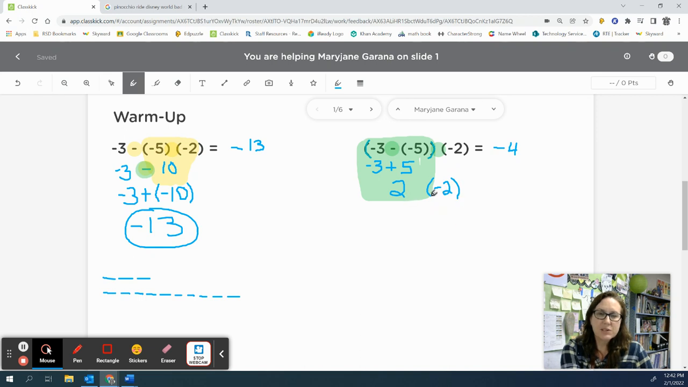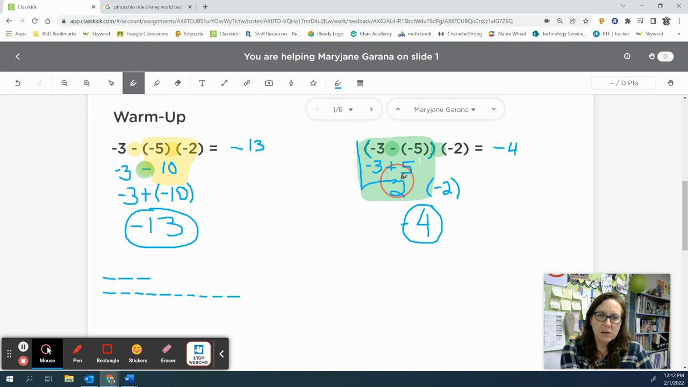I'm going to bring down the rest of this. And now I have 2 times negative 2. So 2 times 2 is 4. We have a positive and a negative. When you multiply a positive and a negative, is that going to be a positive answer or a negative answer? Correct, it's going to be a negative answer. There we go.